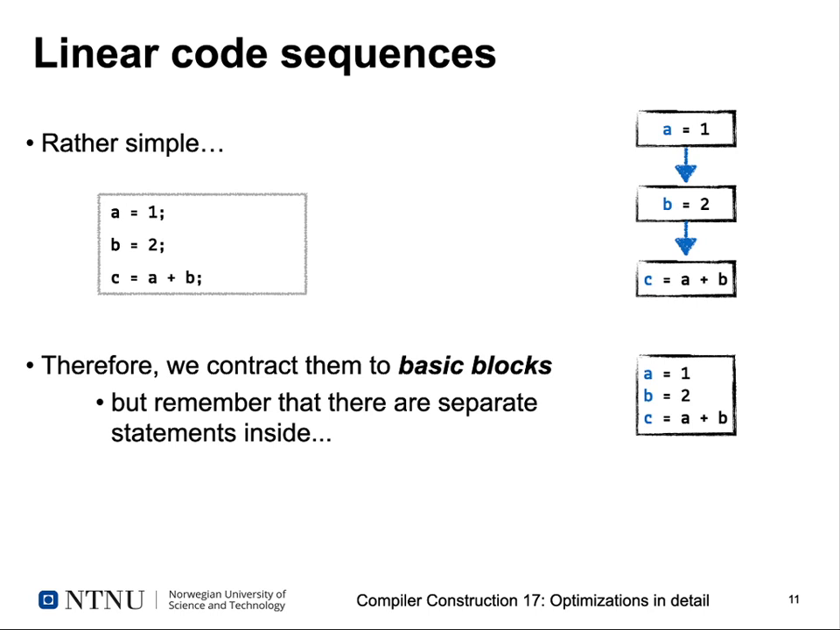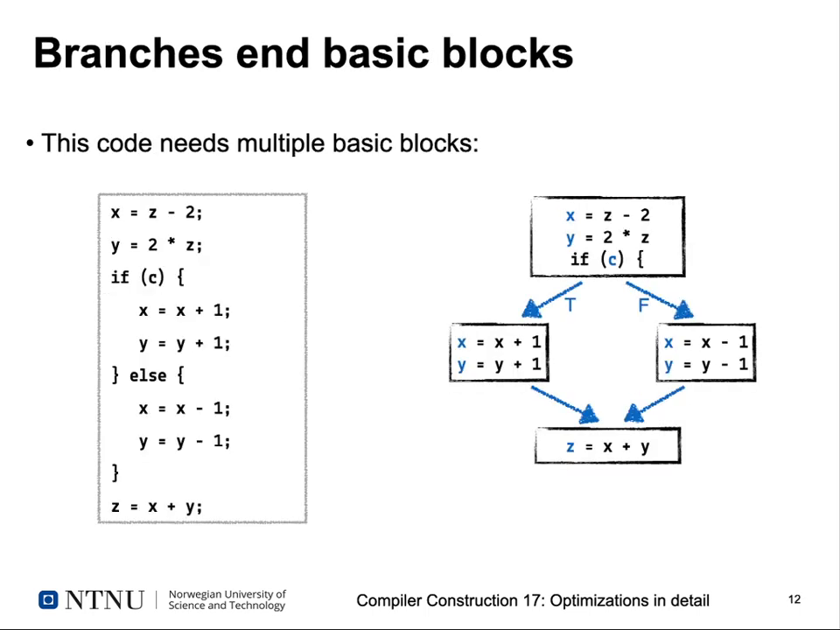And finally, we arrive at our last instruction here, C equals A plus B. Now, of course, if we would have a control flow graph at that level of detail, it would get very complex. So what we do is we contract all of our single assignments again into a basic block, and we've seen basic blocks before. But we have to remember that there are separate statements inside of the basic block, so even though we have contracted all of those to a single basic block, one or more of these statements inside of our basic block may become dead code nevertheless.